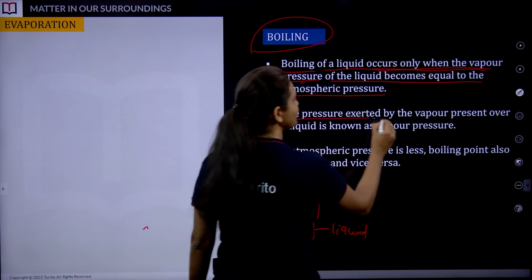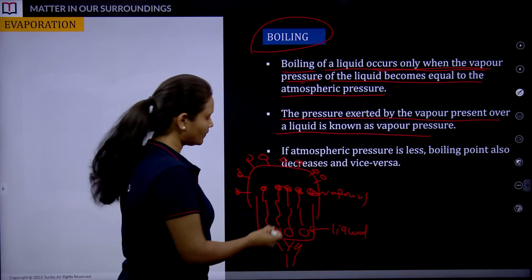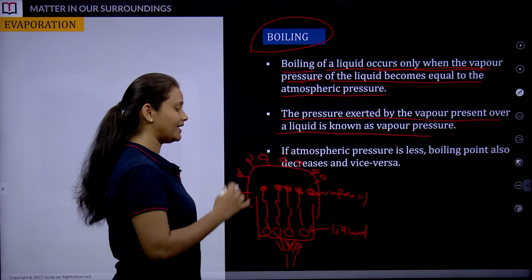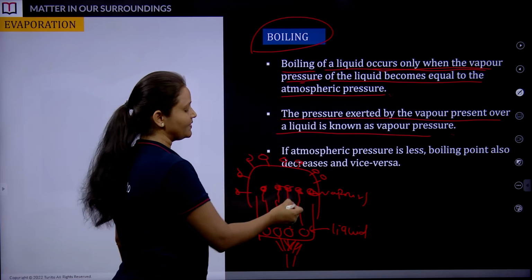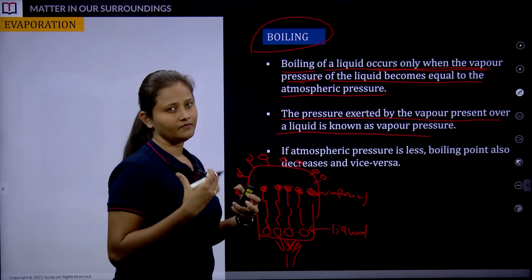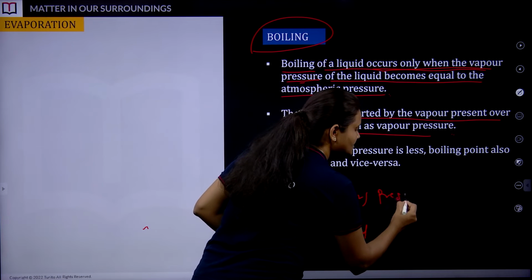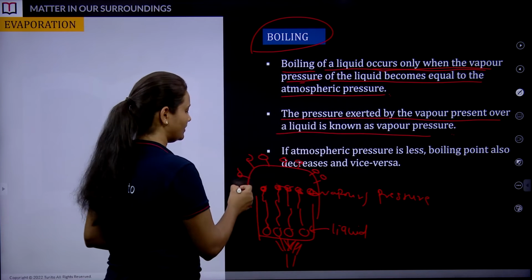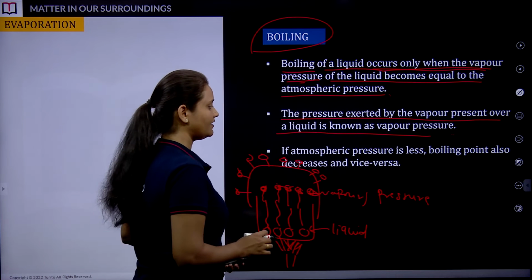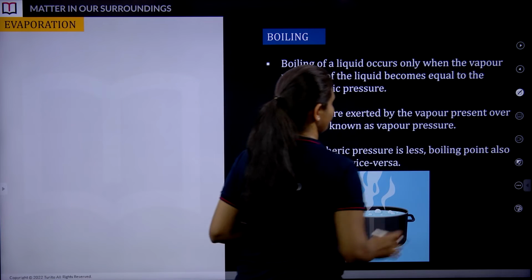So the pressure exerted by the vapor present over the liquid is known as vapor pressure. Just now we have covered that part. Okay, these are the liquids. We have supplied some heat, and they have shifted themselves from liquid to vapors. Now these vapors are going to provide some pressure. That is what we called as what? Vapor pressure. And when this vapor pressure is equal to the atmospheric pressure, that time we say boiling had happened. All right. So this is what is a picture of boiling.